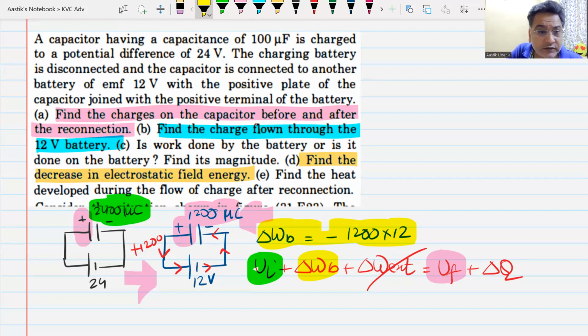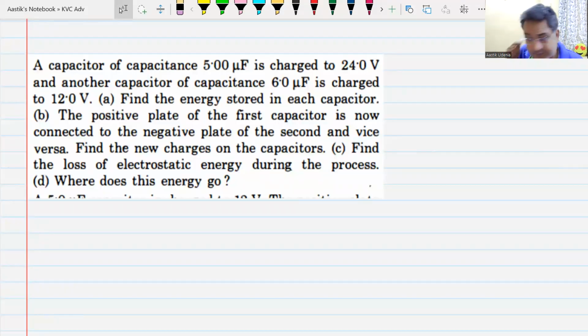Yes, sir. Then this is the next one. A capacitor of capacitance 5 microfarad is connected to a 12 volt battery. Another capacitor of capacitance 5 microfarad is charged to 12 volt. Find the energy stored in each capacitor.